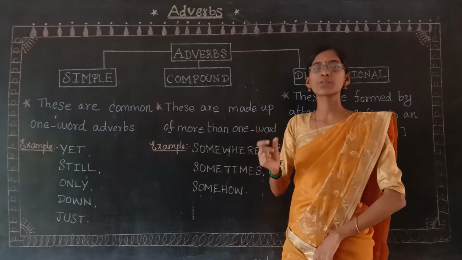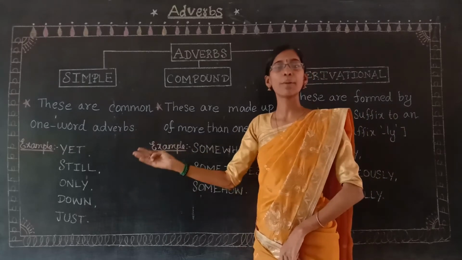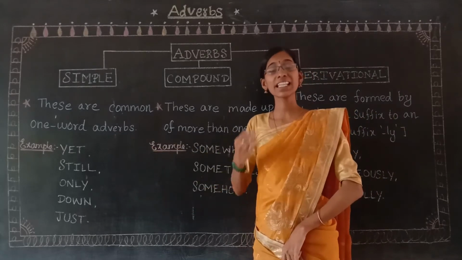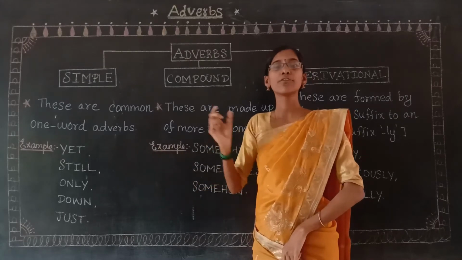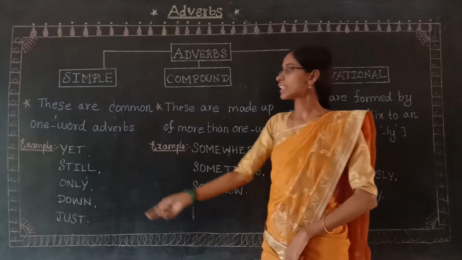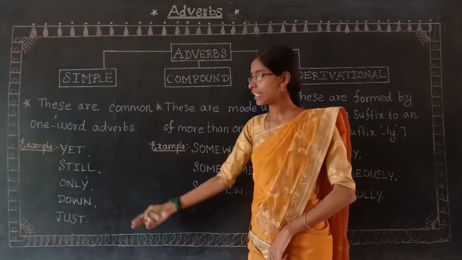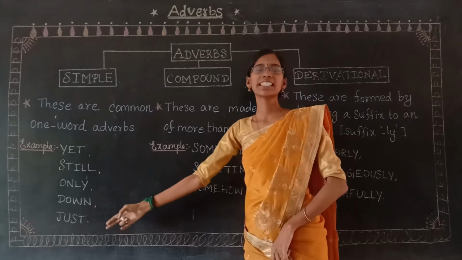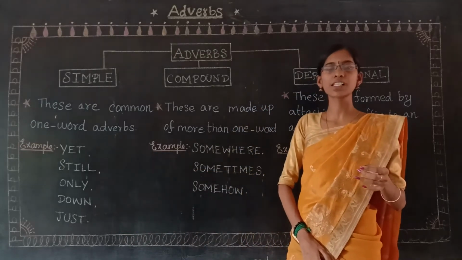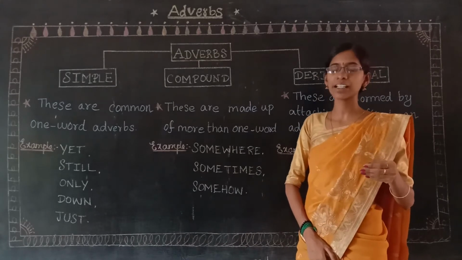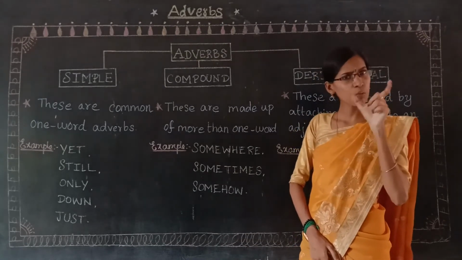What are the words which come under simple adverbs? These are only examples. Apart from this, there are many simple adverbs. Here I have written only a few examples. See the examples: yet, still, only, down, just. So these are all examples of simple adverbs. Simple adverbs are nothing but commonly used one word adverbs. They have only one word.